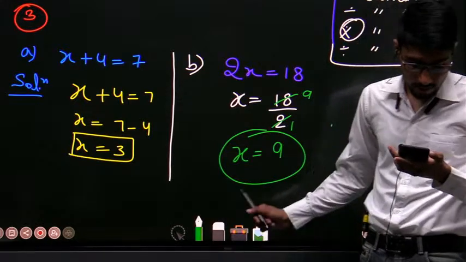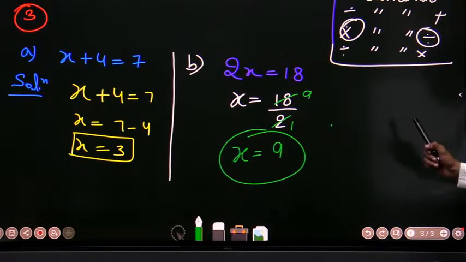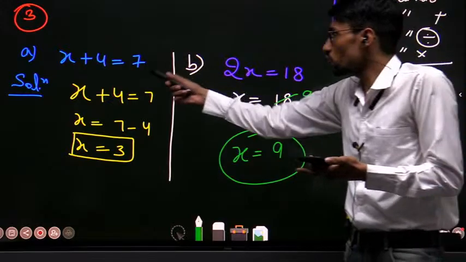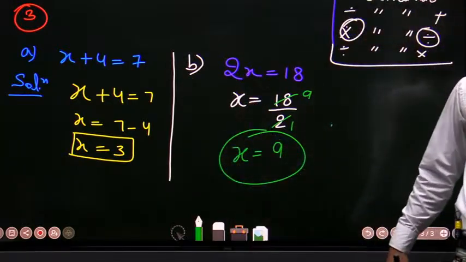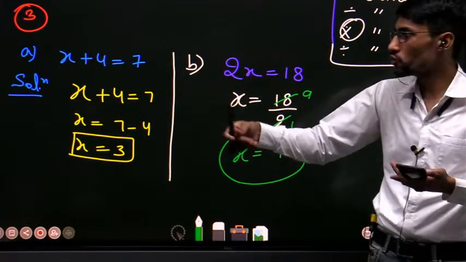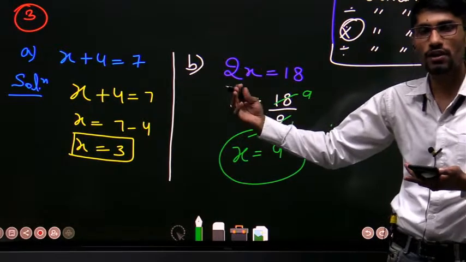If you want to write this, you have to note it down first, or take a screenshot. I have to give one question. If you have understood these two questions, then I will give one question. You have to confirm to me: yes sir, I have understood how we have to find the value of a variable.